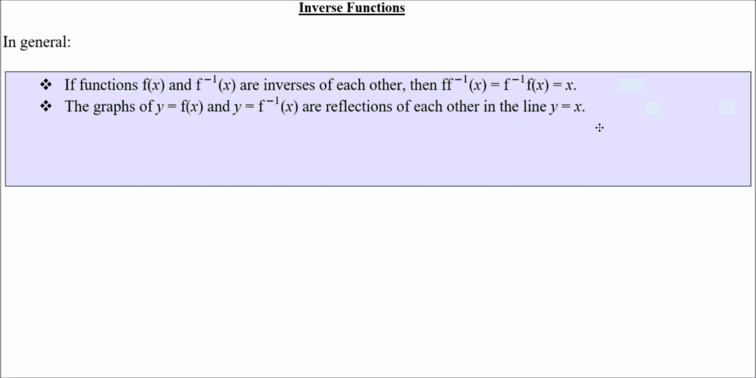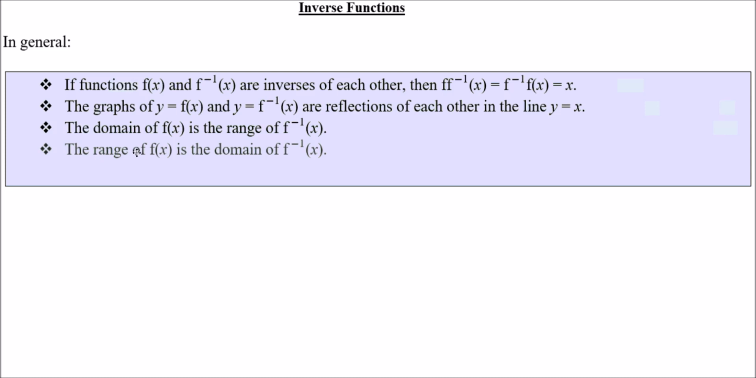Also, the graphs y equals f of x and the inverse are reflections of each other in the line y equals x. That's always the case, as we've seen in these couple of warm-up examples. The domain of f of x is the range of f minus 1 of x, and the range of f of x is the domain of f minus 1 of x. And that's always true with inverse functions. The range and domain essentially switch.